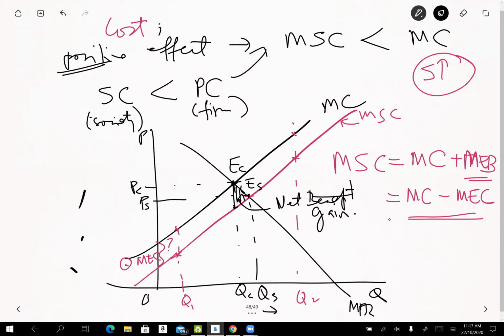How do we internalize? How do we make sure that the market will take into account the external cost or the external benefit? That is what we call the internalization process. So we'll do that next week, inshallah.